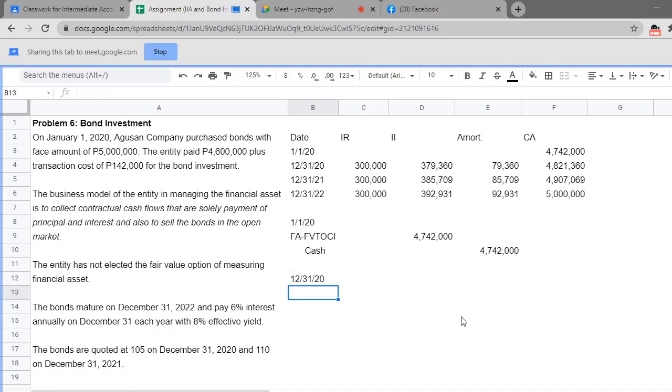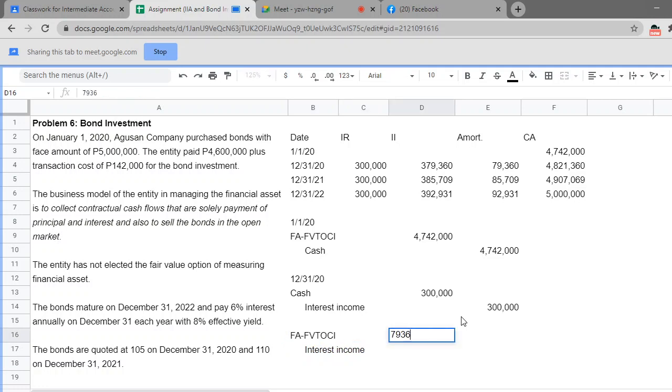2020. So on year end, typically what we record is that we receive interest. So that's cash, and based on what we computed earlier, the interest received will be 300,000. And the amortization, of course, since this is a discount, we're going to debit financial asset fair value through OCI and credit your interest income. Based on the table, it's there, 79,360 for year 1.